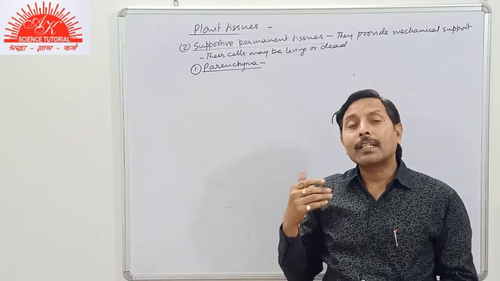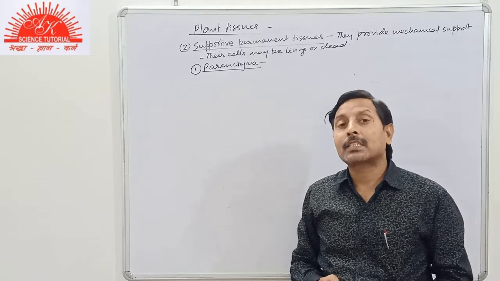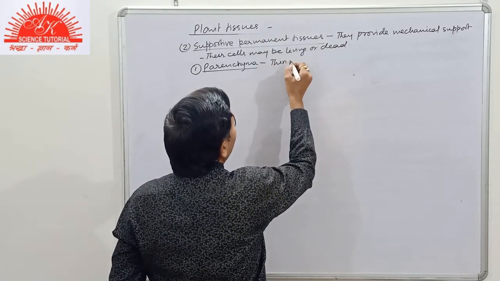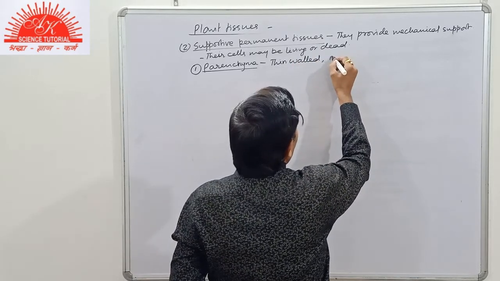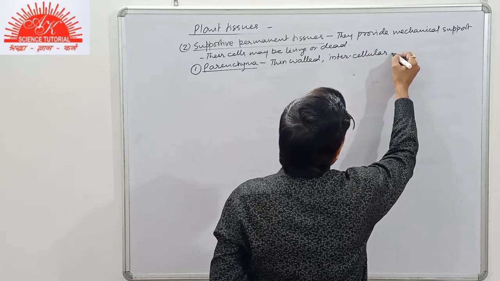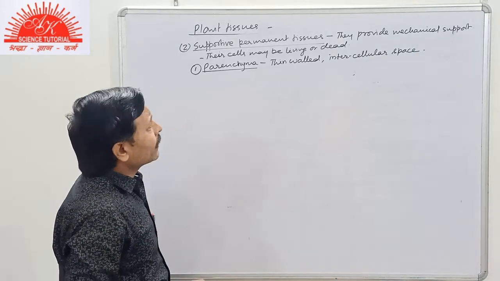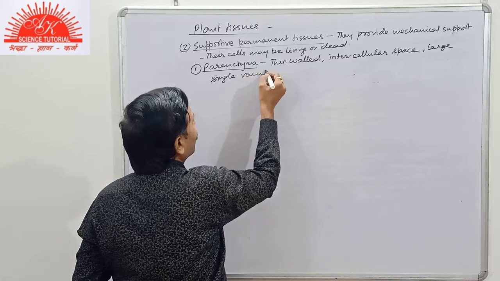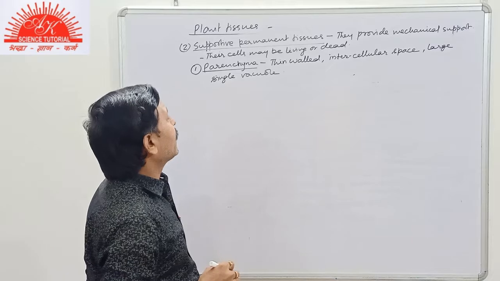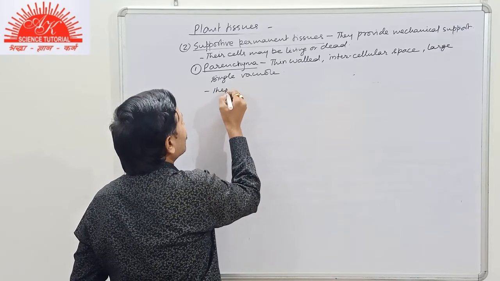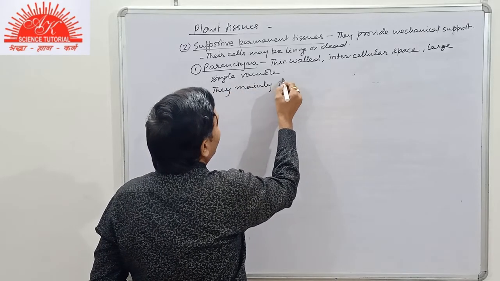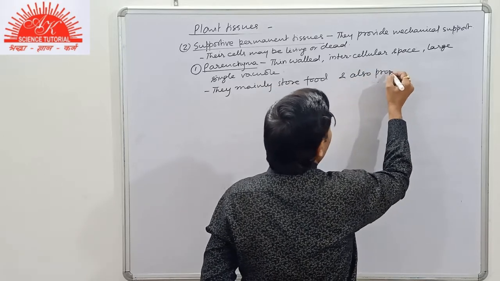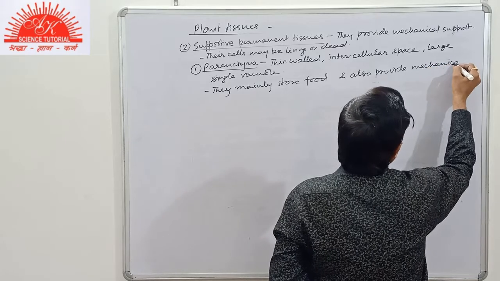Now the meristematic tissues after cell division will change into parenchymatous tissue. That is the first form of permanent tissue. Now it is thin walled, they have thin walled intercellular space, large single vacuole, and so on. Now we see that in parenchyma they mainly store food and also provide mechanical support.